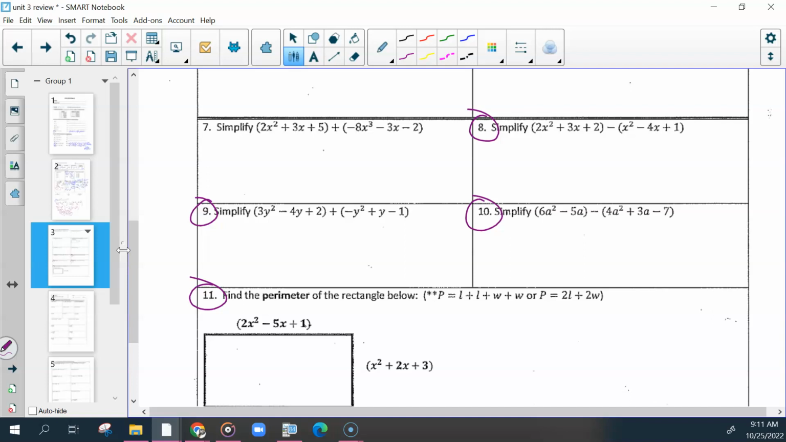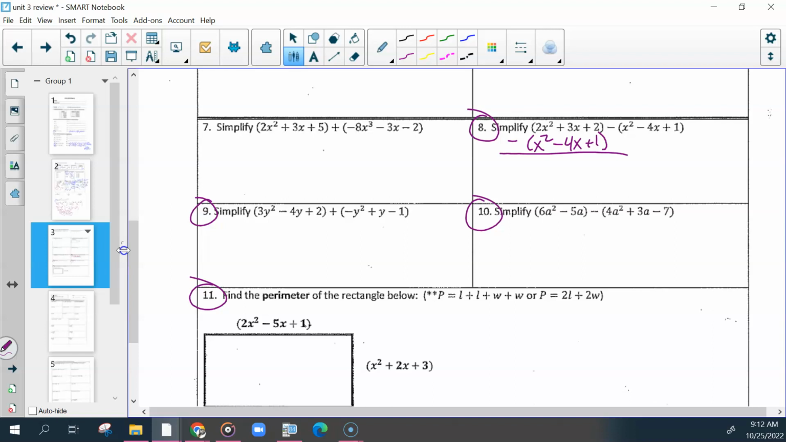Subtraction. Subtracting, yes. So you can do one of two things. Either move this so you're writing it vertical and subtract vertically, or distribute the negative to everything in the second and combine like terms. Don't do both though. Pick one or the other.